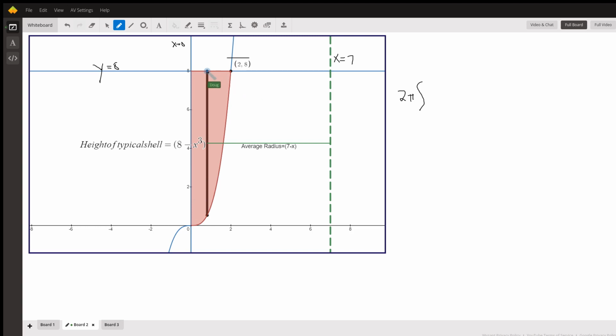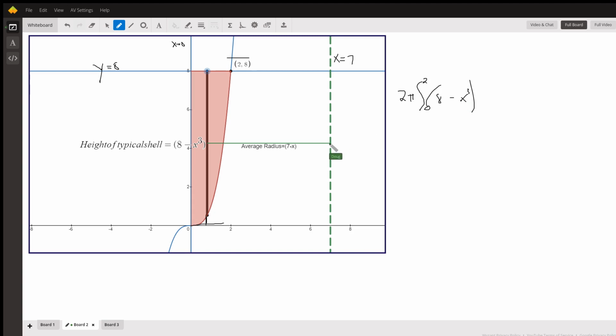If you go to Desmos for this graph, you can slide this point along here to see a typical shell changing. And then it's the height of a typical shell, which is this segment right here, and an expression for the height of that shell for any x between 0 and 2 is the y coordinate at the top, which is 8, minus the y coordinate at the bottom, which is x cubed. In other words, we're subtracting that little distance right there. So height of the shell, 8 minus x cubed, times the average radius.